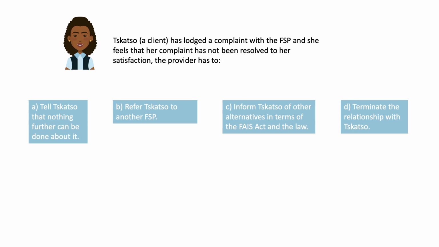The answer is option C. The FSP is to inform and notify Tsakatso of other alternatives in terms of the FAIS Act and the law. As we know, this would be to inform and notify Tsakatso of the FAIS Ombud and the process, as well as the time requirement of 6 months to submit her complaint.